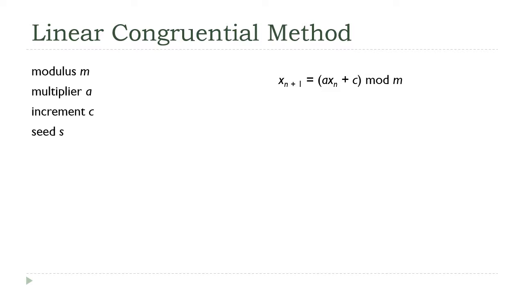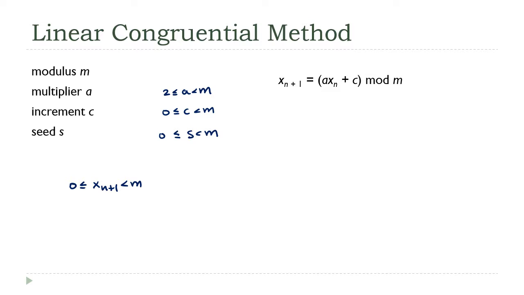To do this, we need four things. We need a modulus, a multiplier that has to be between 2 and the modulus, an increment that has to be between 0 and the modulus, and a seed that also has to be between 0 and the modulus. Once we've got these values, we can generate a sequence of pseudo-random numbers between 0 and m. In other words, every value in the sequence is going to be between 0 and m, possibly including 0, but not including m.